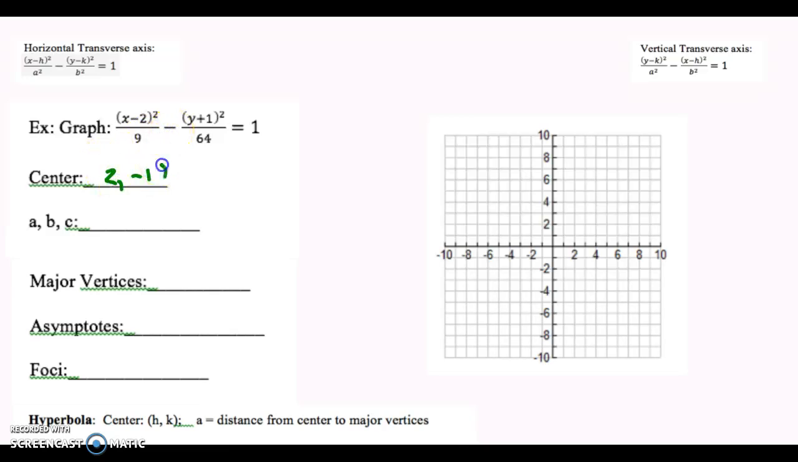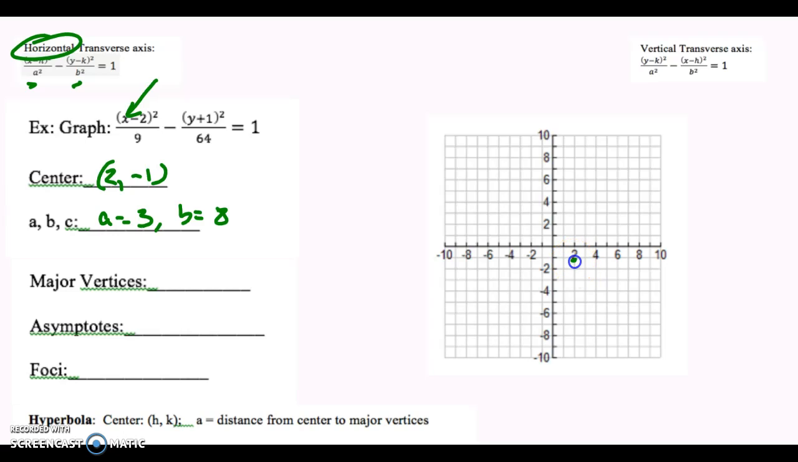We have 2, -1 for the center, looking at opposite signs for what's inside the parentheses. My A value is going to be 3, because A squared always comes first, and B is going to be 8, the square root of 64, and again, I'm following this equation here. I am noticing that the x comes first, and because the x comes first, the hyperbola is lying on its side. So let me go on a graph for the information that we have now.